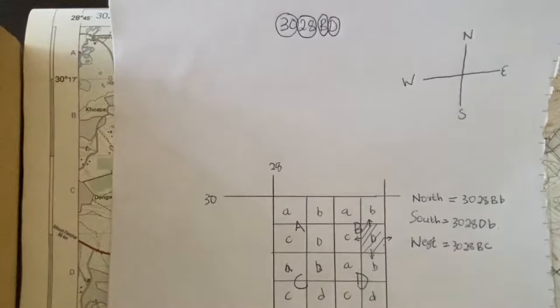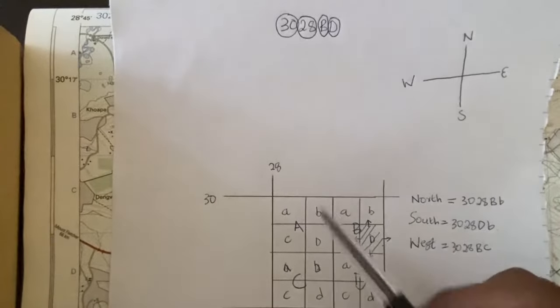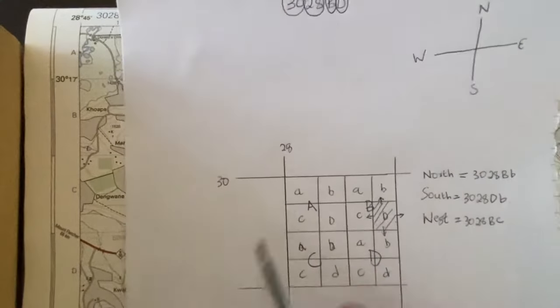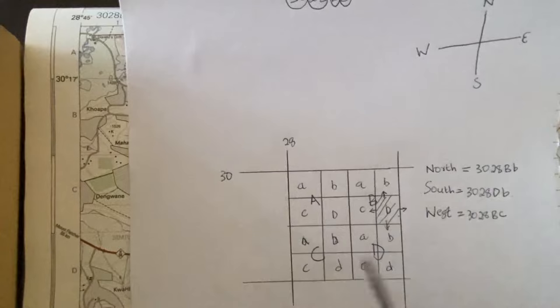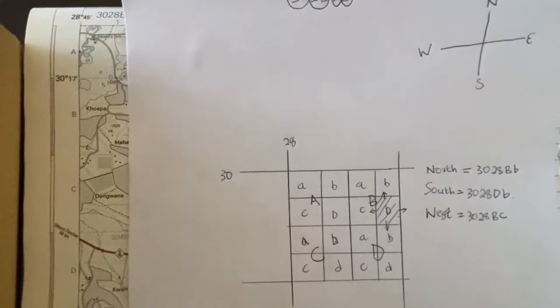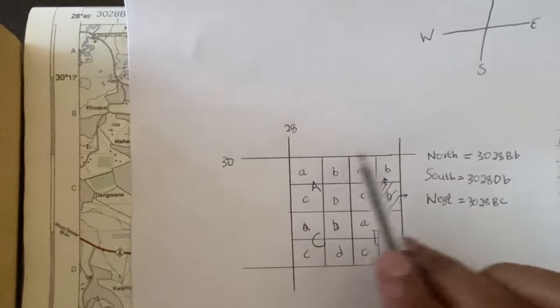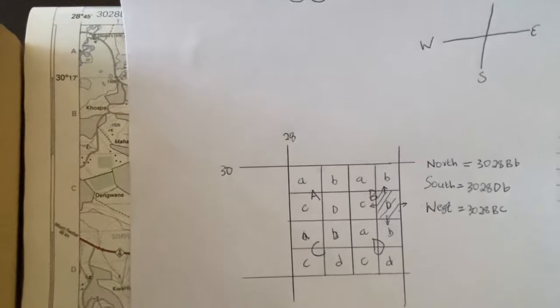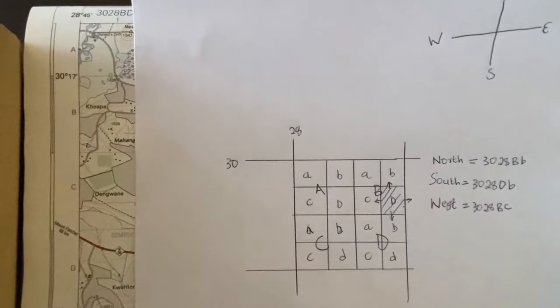So you just need to be able to draw this reference grid as quickly as you can, and you don't have to use a ruler. You can just do a rough sketch to quickly draw your grid reference and place your coordinates as I did over there.